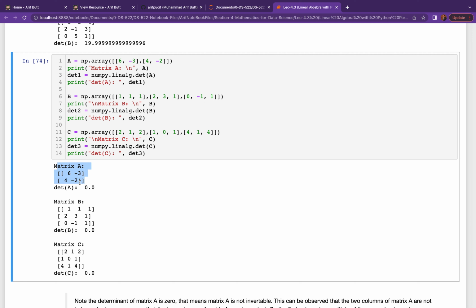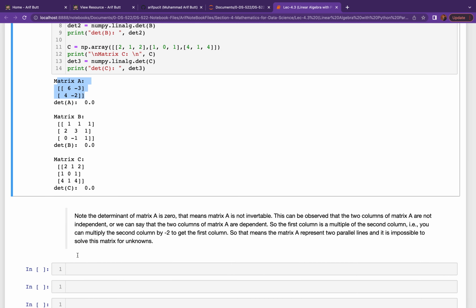Later we will see that such a matrix of coefficients represents two parallel lines, and it will be impossible to solve such a matrix for unknowns. Similarly, these matrices B and C also have dependent columns. I think enough about determinants. Let me move ahead and understand the inverse of a matrix.